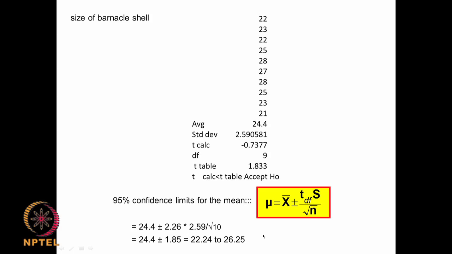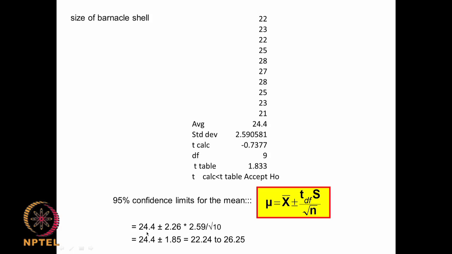So, T calculated is less than the T table. So, there is no reason for you to reject H naught at this condition. What you can say is, there is no statistical reason for saying that South Indian barnacles are of smaller size. So, South Indian barnacles come from the same population of 25 mm.